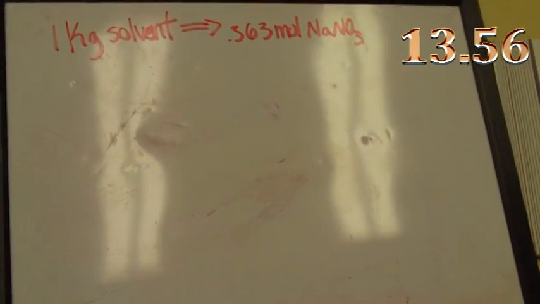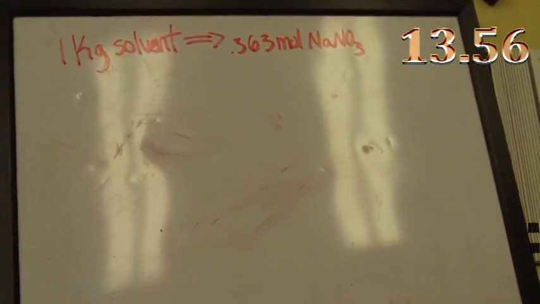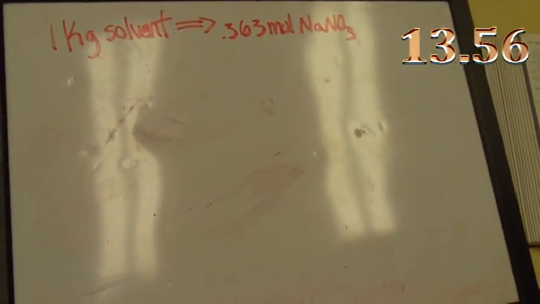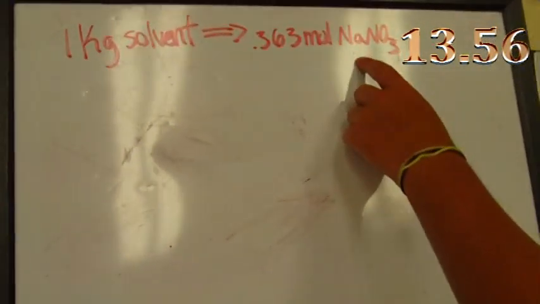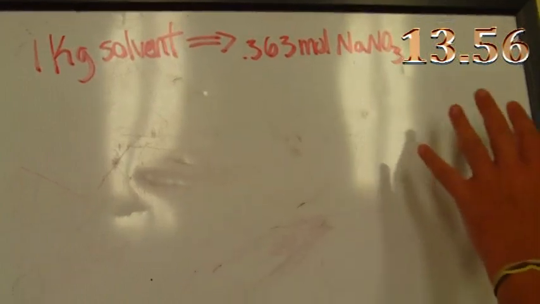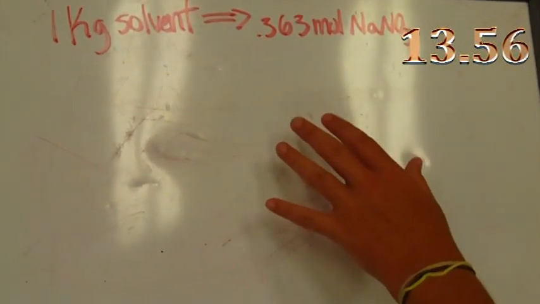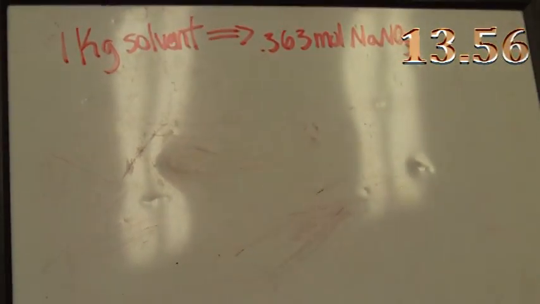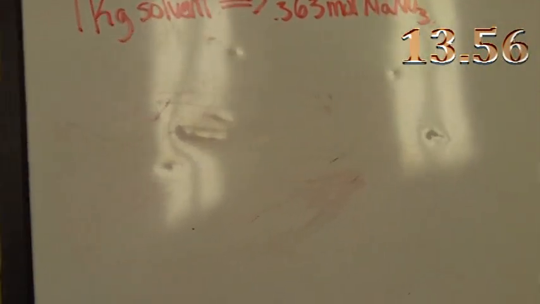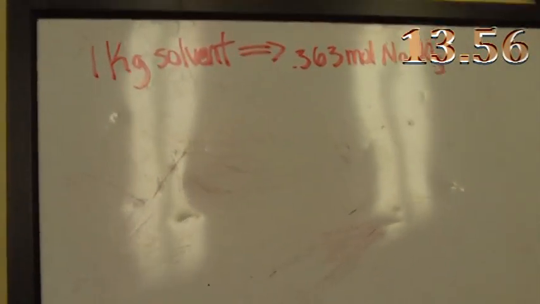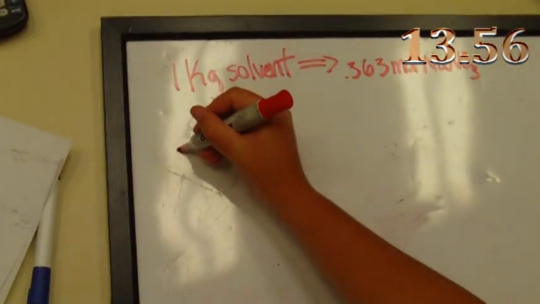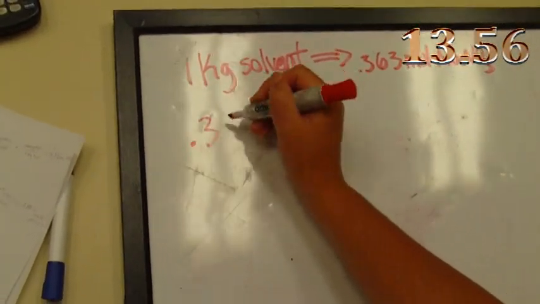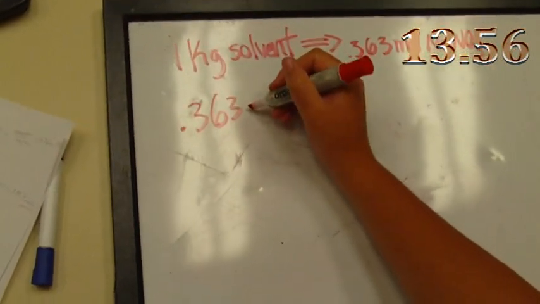Alright, so we know that if we choose a solution that contains 1 kilogram of solvent, then it's also going to contain 0.363 moles of sodium nitrate. And we know that's assumed given the molality, which is provided in the question. So first of all, what we're going to want to do is convert the number of moles of sodium nitrate to grams. So this is just going to be simple dimensional analysis using the molar mass.